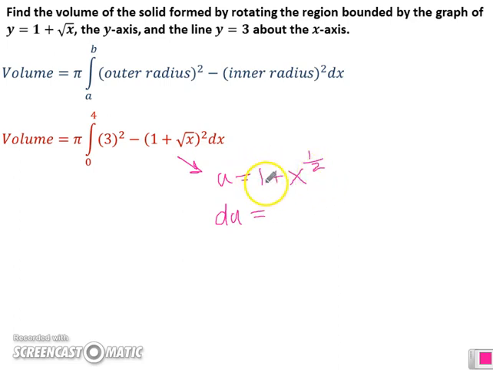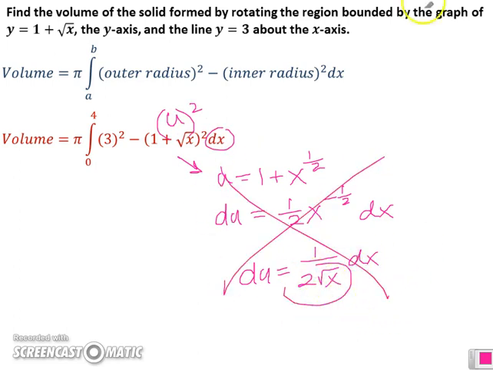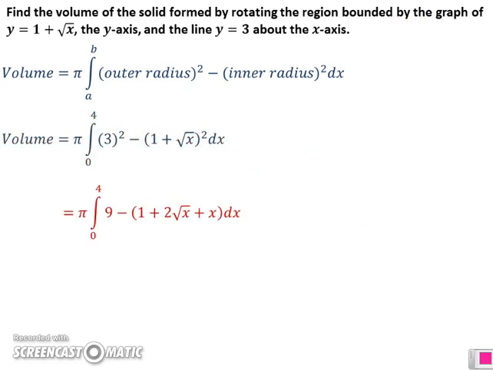Like the derivative of 1 is 0, but then you end up with this, which is really 1 over 2 square root of x, and this is too much stuff. Like we don't have a square root of x. This is our u. This would be u squared, and all we have left is a dx. And we have this going on here. We can't do this. So this one you actually have to FOIL out.